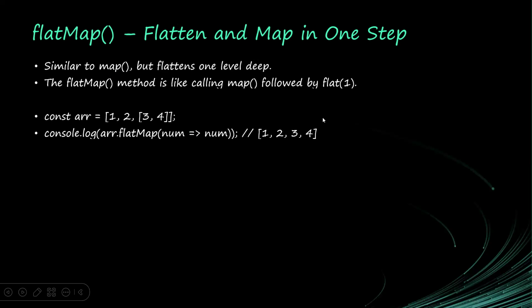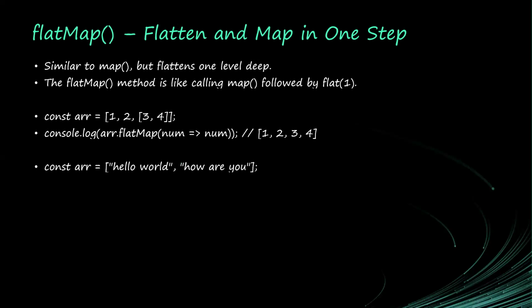What this guy does is that it takes a predicate, just like the map method does. You remember you use the map method to transform your array. So instead of just returning the number here, we can say number times number, number squared, number whatever. You can do whatever you want to do here. But if you have a nested array, it will flatten it.